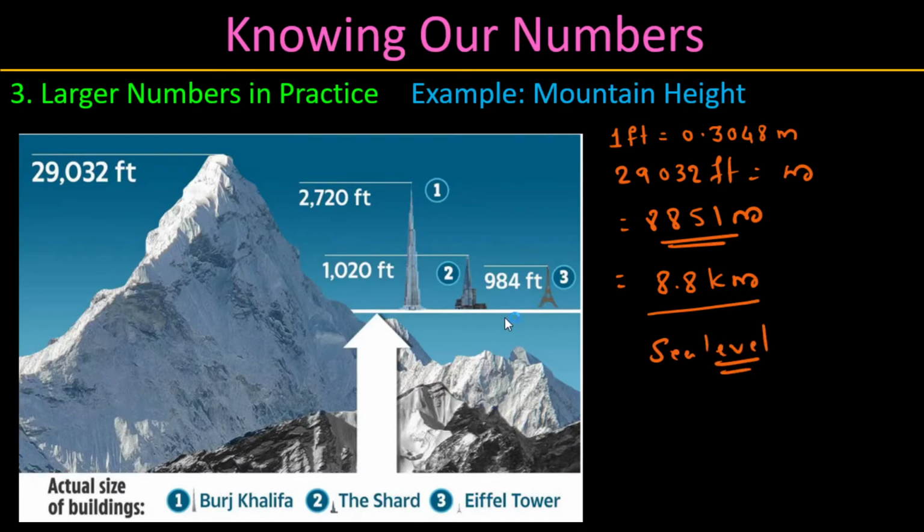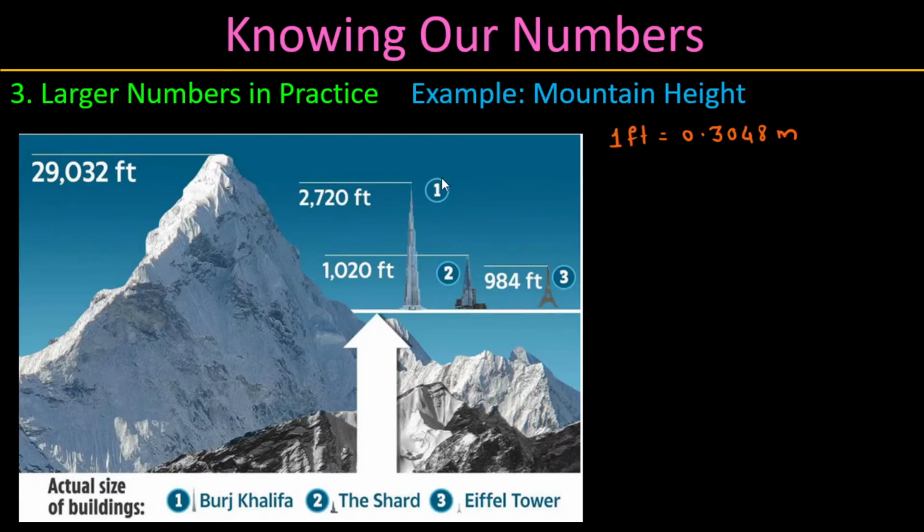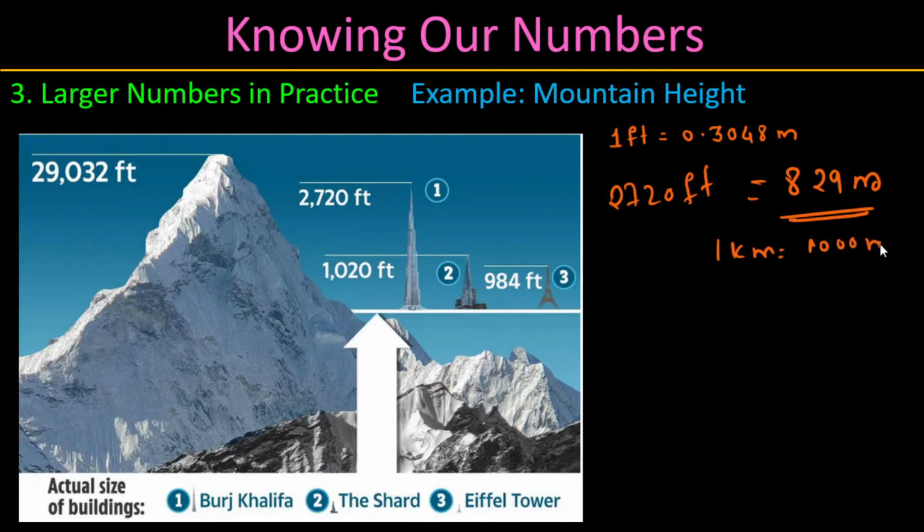Okay, let's go with another one. If you see the building height here, first building, Burj Khalifa. If you multiply 2720 by 0.3048, you will get 829 meters. Not even 1 kilometer. To make 1 kilometer, how much? It is 1000 meters. It is less than that, so it is not even 1 kilometer.